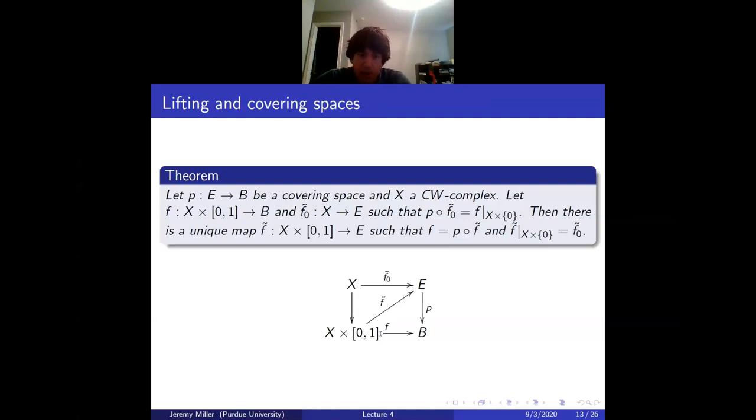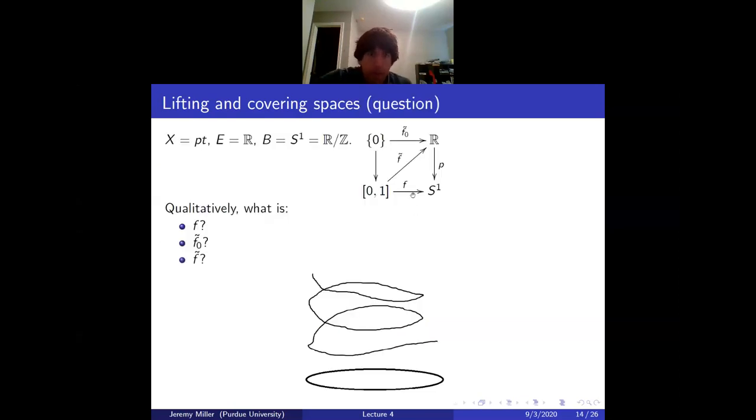Here the map from X to X cross [0,1] is just, let's say, the inclusion into X cross 0. Maybe we'll revisit this diagram, but let me attempt to explain it in the case X is a point with a picture. So let's say X is a point, and we're taking the covering map R to S1, viewing S1 as R mod Z. We're given F and F0 making this diagram commute, and the claim is that we can find a unique F tilde making the full diagram commute. So we're given F0 and F making the diagram commute without this diagonal arrow, and the claim is we can find a diagonal arrow.